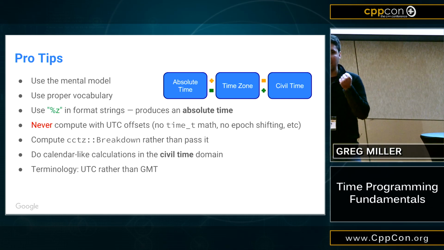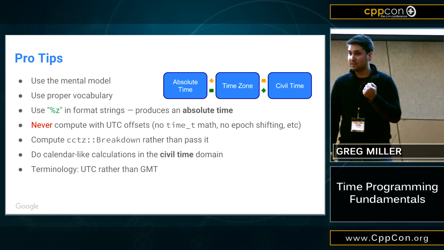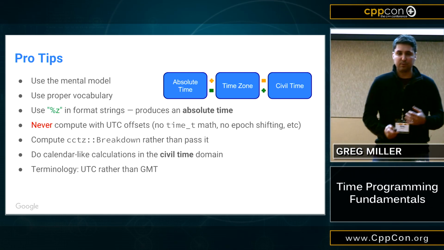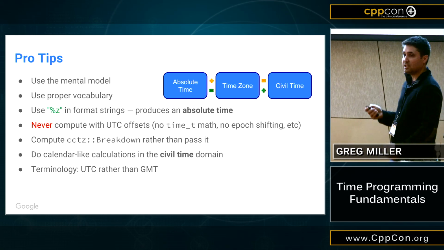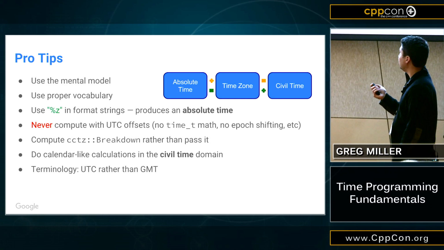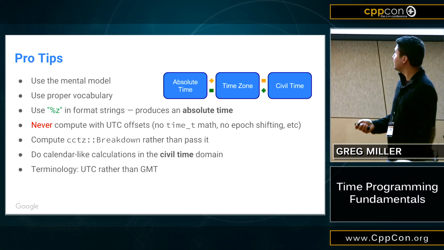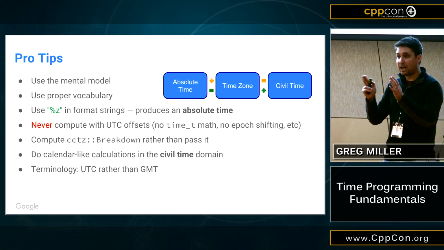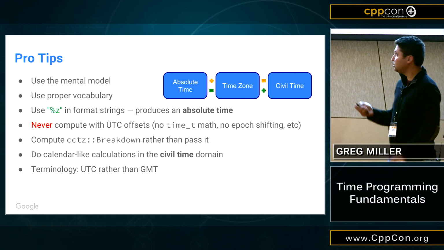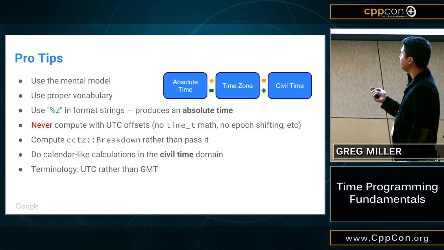Represent points in time as time points, as absolute time points. And if you need to pass in this notion of a time in some time zone, pass in a time and a time zone, and this thing can be computed as necessary. And do calendar-like calculations in the civil time domain. Don't try to do things like adding months with std::chrono time points directly. Do those calculations in the civil time domain.